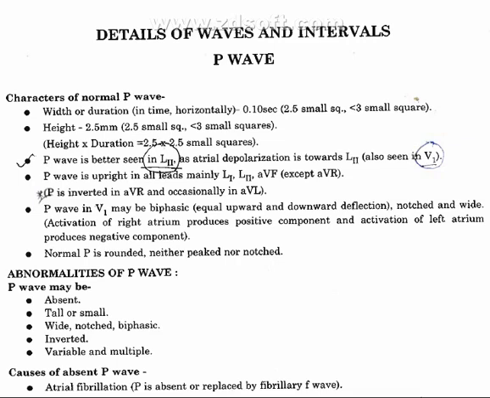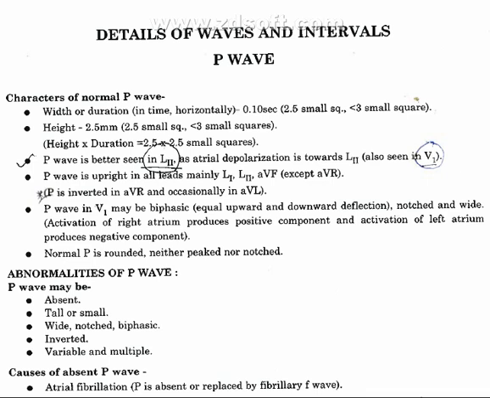We will discuss the P wave of the ECG. Characteristics of a normal P wave: width, or duration in time horizontally, is 0.1 second, or 2.5 small squares, or less than 3 small squares. Height is 2.5 millimeters, or 2.5 small squares, and less than 3 small squares. Height into duration is equal to 2.5 into 2.5 small squares.